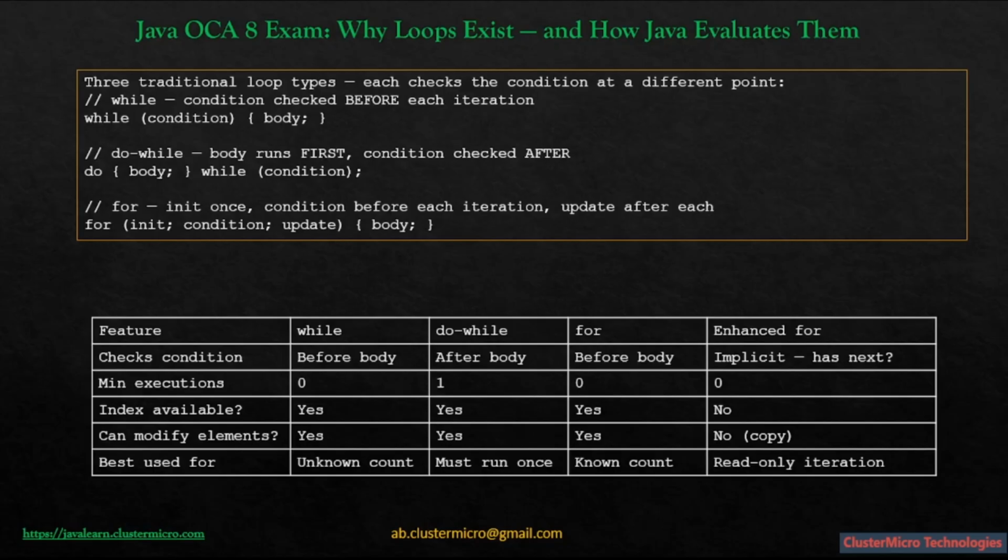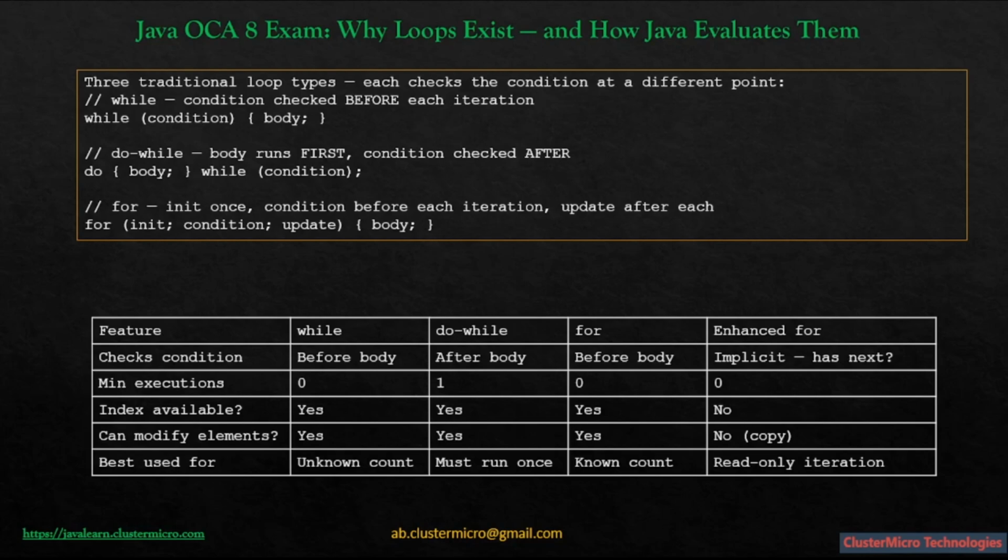Java also provides an enhanced for loop, which we are going to discuss in detail. It's sometimes called the for each loop. This loop is designed specifically for iterating over arrays or collections when you simply want to read each element. The syntax looks like this: for (int n : arrayName). It means that for each element in the array, assign it to the variable n.